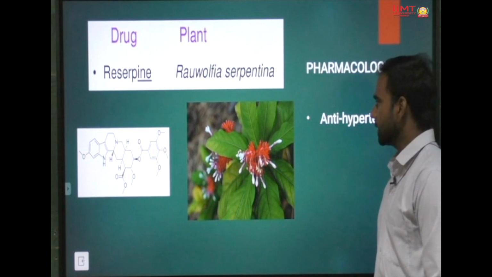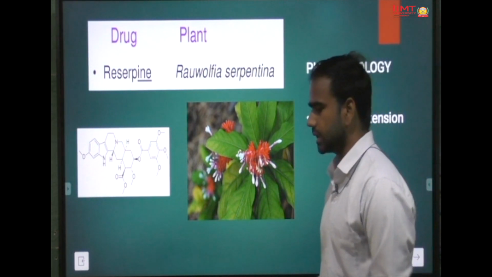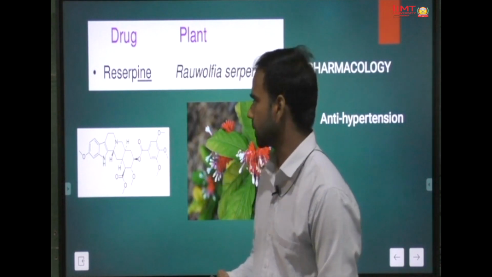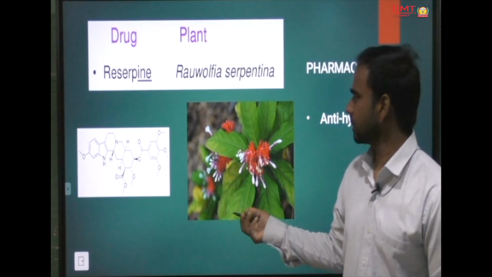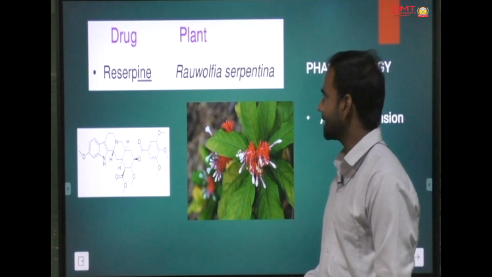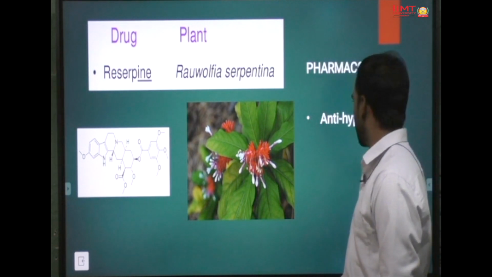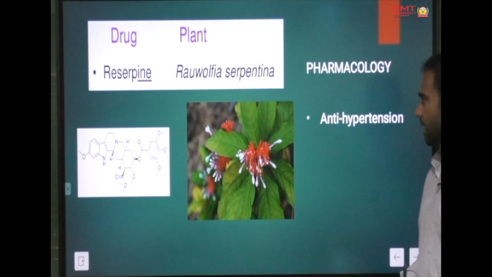And the third example is Rauwolfia serpentina. Here you can see Rauwolfia serpentina in your surroundings also, one of the most common examples, and that is an Indian medicinal plant, and derived reserpine as a phytochemical that belongs to the alkaloid category, and that is mainly used for anti-hypertensive properties.